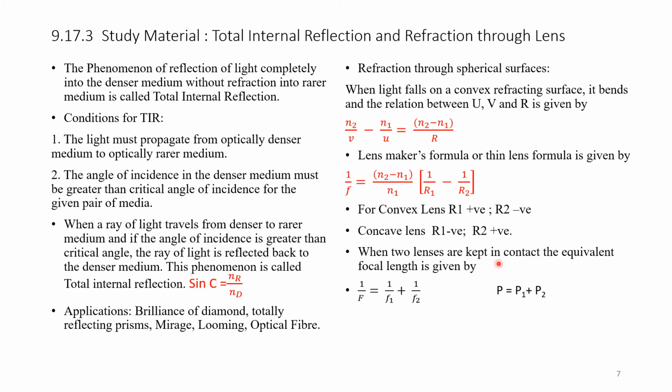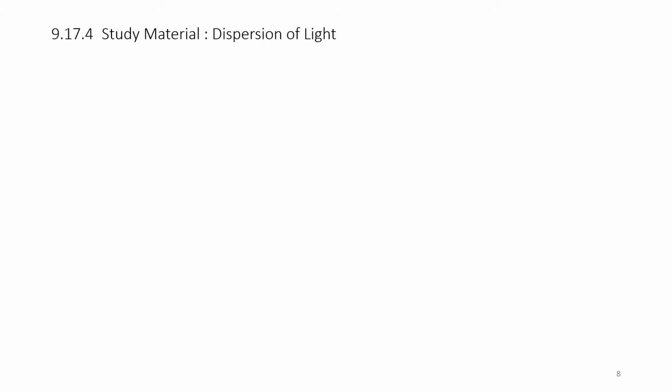When two lenses are kept in contact, the equivalent focal length is given by 1 over F is equal to 1 over f1 plus 1 over f2, where the equivalent capital F is the equivalent focal length, f1 is the focal length of lens 1 and f2 is the focal length of lens 2, and power of the combined lenses is P is equal to P1 plus P2.